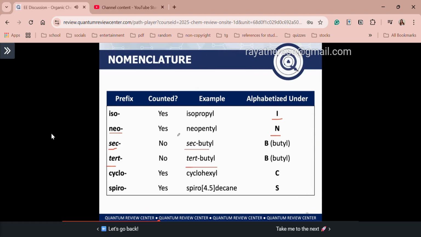So for sec-butyl and tert-butyl, class, what we take into account is just the butyl, so it is alphabetized under letter B. Letter B lang siya, class. So remember, for sec and tert, usually they are not counted. For iso, neo, as well as cyclo and spiro, we take them into account in terms of our alphabetical arrangement.